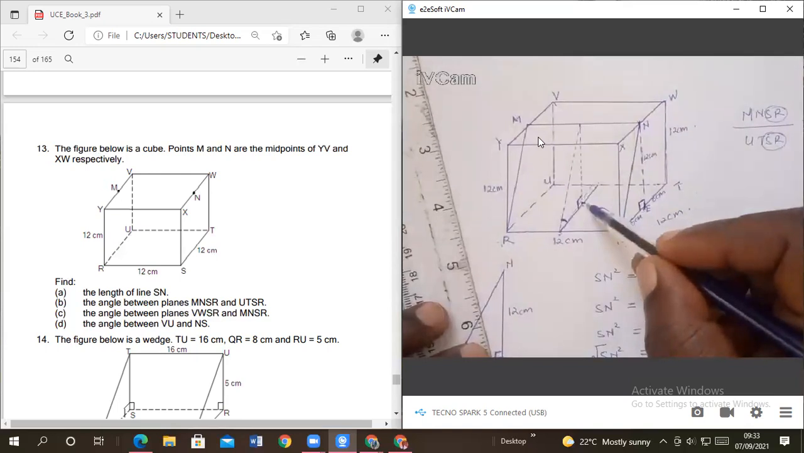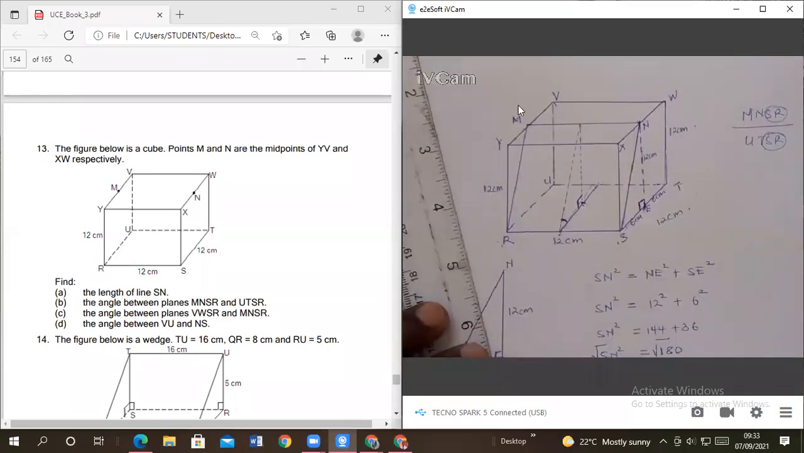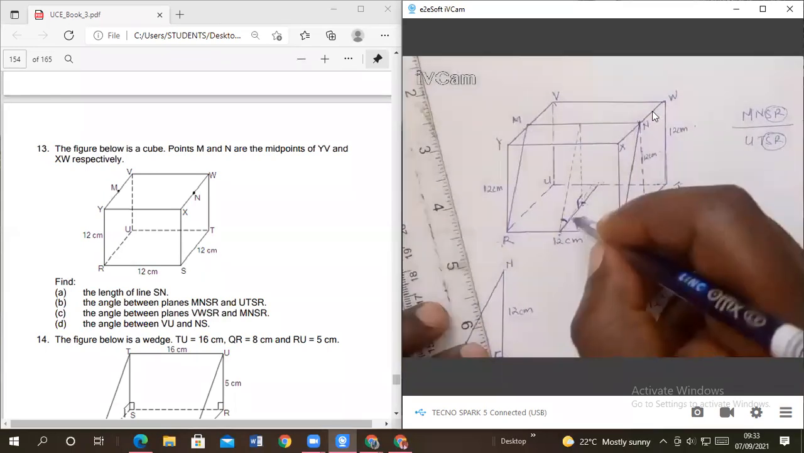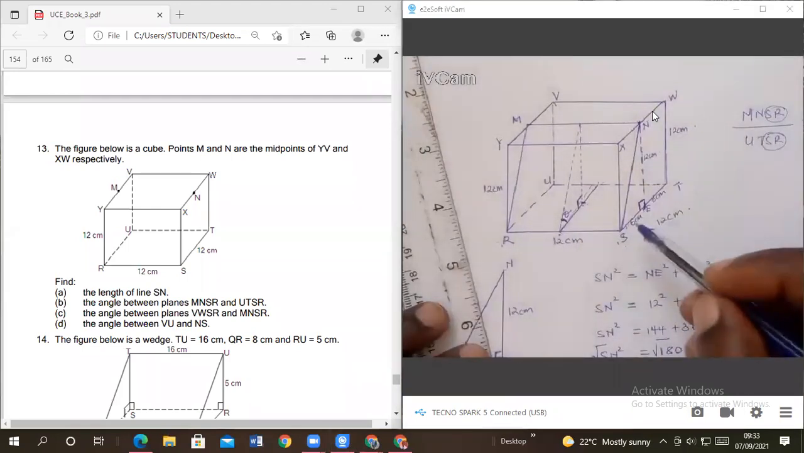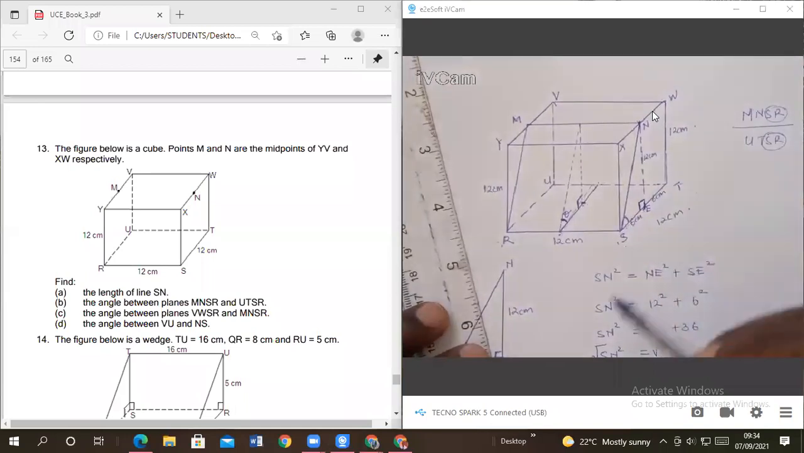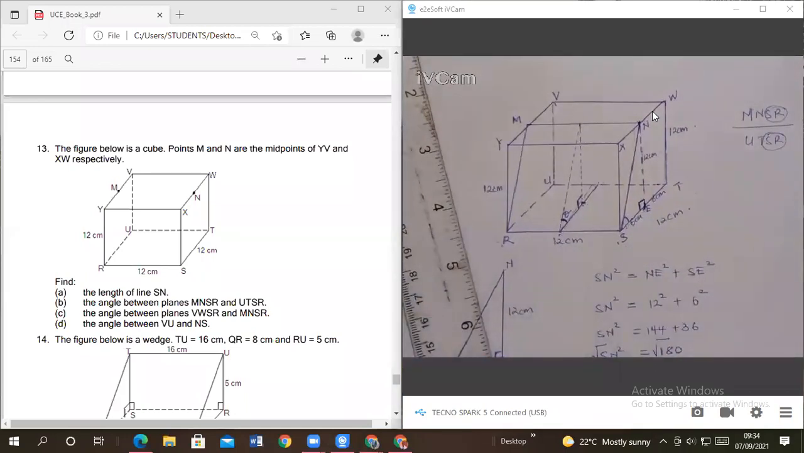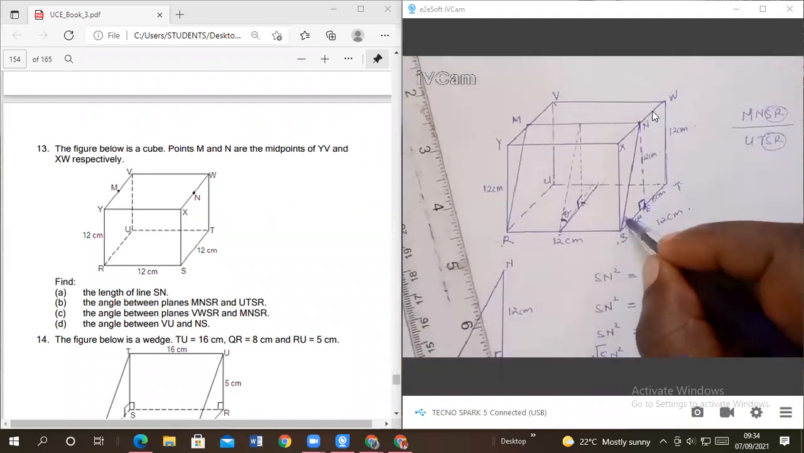Are we together, members? Yes. The other thing that I want you to take note of, that this angle that we want to find, that angle theta, is the same angle which is here. I don't know whether you have seen that. Are you seeing that? The angle theta that we want to find is this same angle which is there.